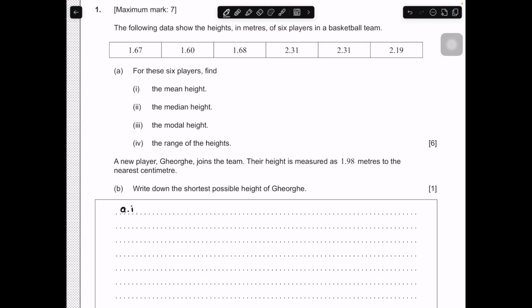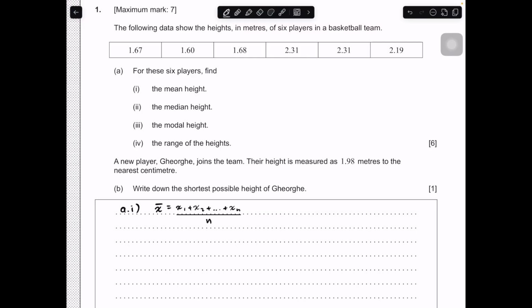Let's get started. For these 6 players, find the mean height. Remember the formula for the mean? X bar, the mean, is equal to the sum of all the individual values. So x1 plus x2 plus all the way up to the nth value. And this is going to be over n, the total number of values.